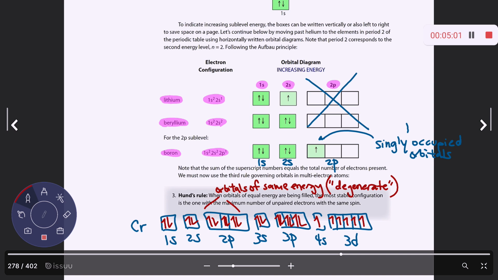Okay. I think that's it for this section. If you have a hard time figuring out, I don't know, like which subshell to fill first, in your book, they give you a diagram, which is a really good thing to use. Just let me know when you're ready for me to turn the page.